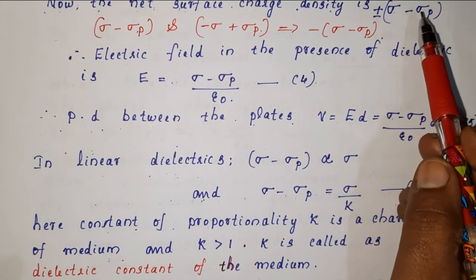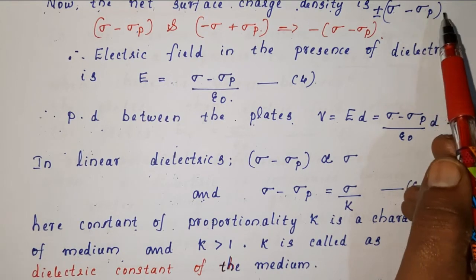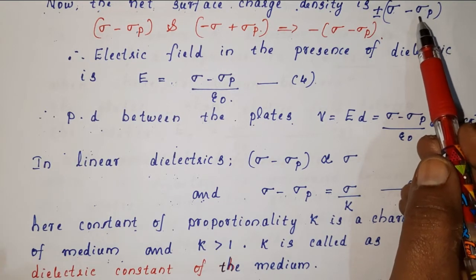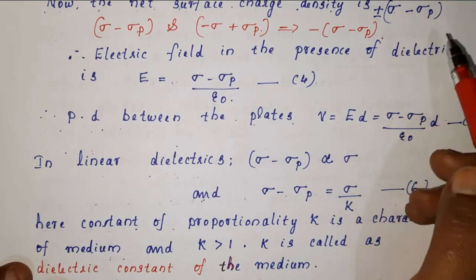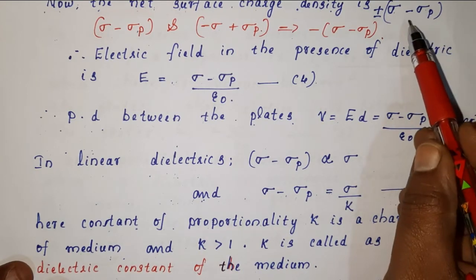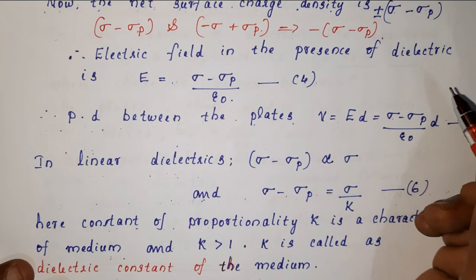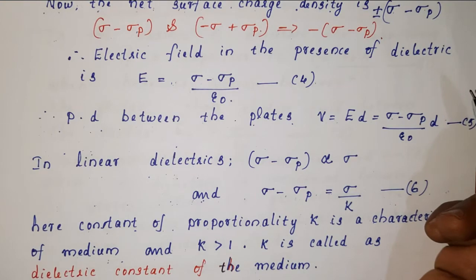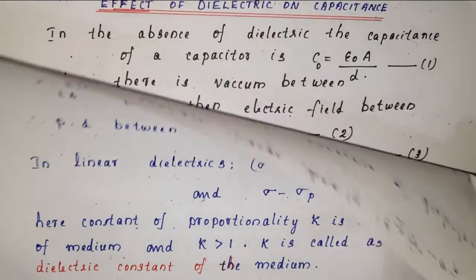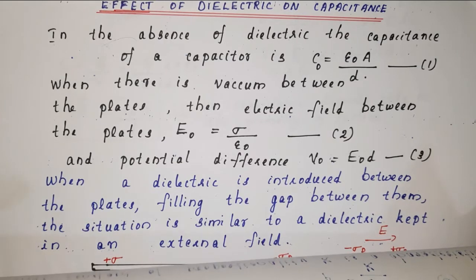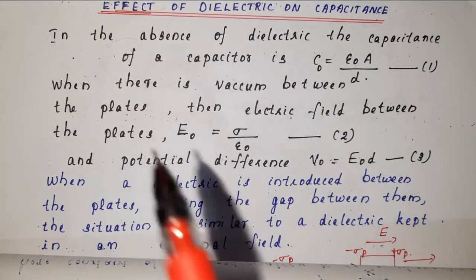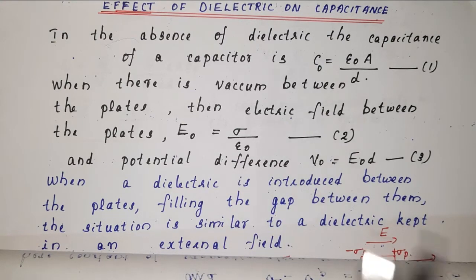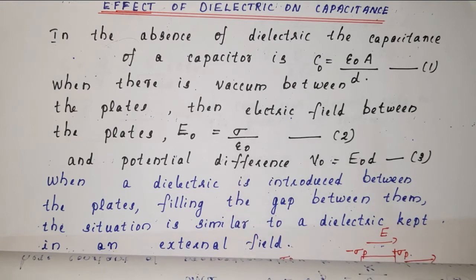What is sigma? It was there without the presence of dielectric. Now with the presence of dielectric, due to polarization also surface charge density arises, and hence it changes like this. Now we need to get what is sigma minus sigma p. We already discussed that in the absence of dielectric, the electric field was, in equation 2, sigma by epsilon 0. That means surface charge density by epsilon 0.